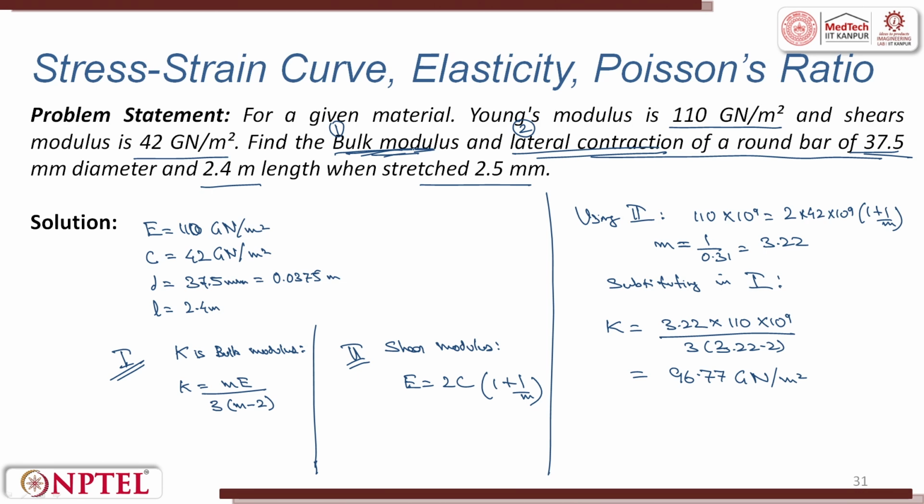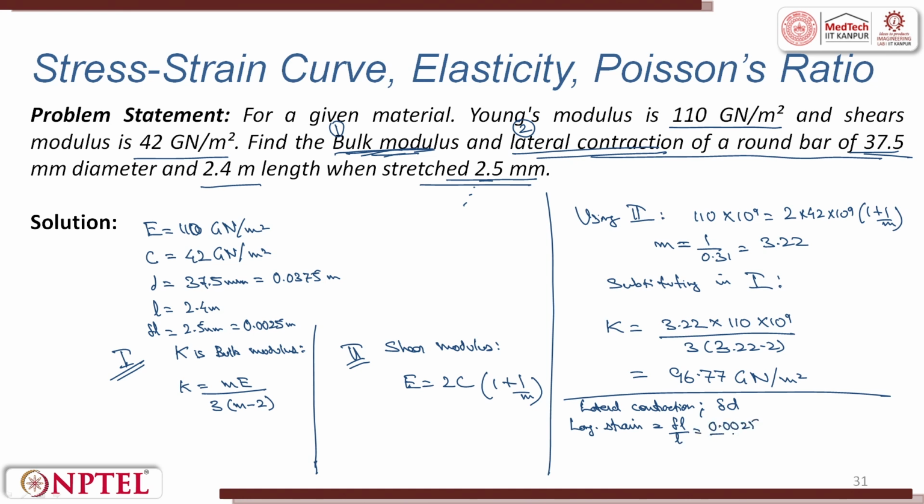First part is over. Next comes the lateral contraction, that is the change in the diameter, delta D. Here I have also been given the value of delta L, that is equal to 2.5 mm. This is equal to 0.0025 meters. So, for lateral contraction, I first find the longitudinal strain. Longitudinal strain, that is delta L by L, is equal to 0.0025 by the length, that is 2.4. This is equal to 0.00104.